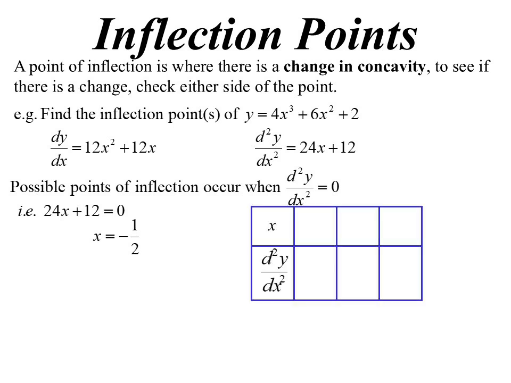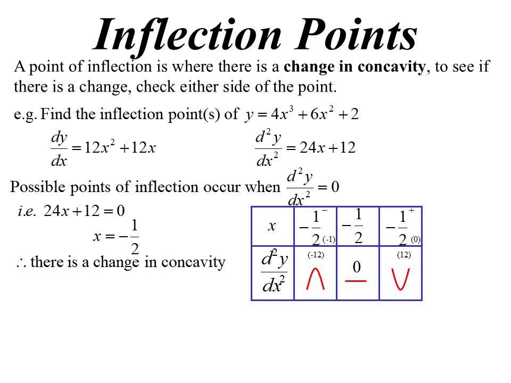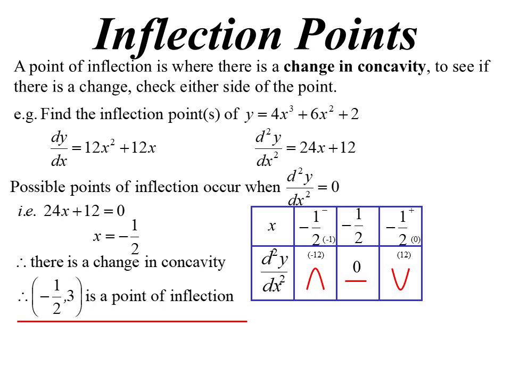Let's test either side. So -1/2, I've got to pick a point on the left hand side, I've got to pick a point on the right hand side. On the left hand side I'll substitute in -1, I end up with something that's concave down. On the right hand side I get 12. When I substitute in 0, it's concave up, and so yes, the concavity has changed. That statement is crucial. You're highlighting, yes, there is a change in concavity. So from that I can draw the conclusion that's the point of inflection.